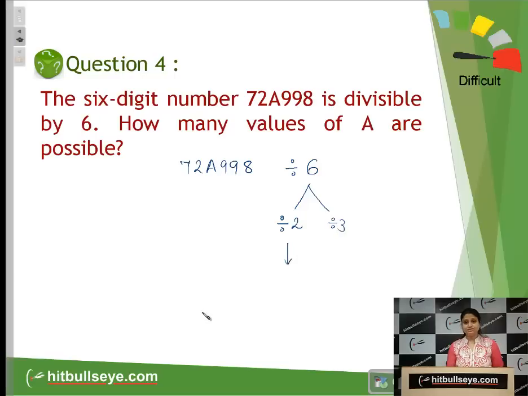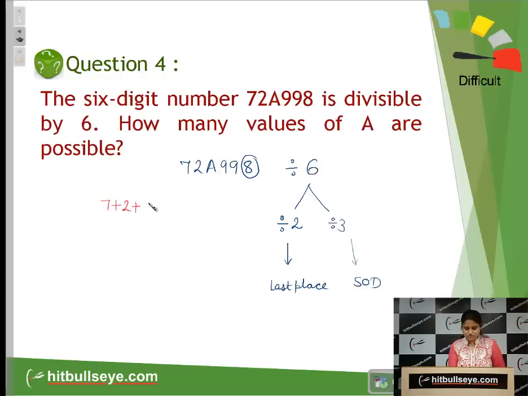What is the divisibility rule of 2? That is the last place. As you can see the number is ending in 8. That's why whatever be the value of A, my number will be divisible by 2 always. Now what is the divisibility rule of 3? That is SOD, I mean sum of digits. So we'll check sum of digits for this number.